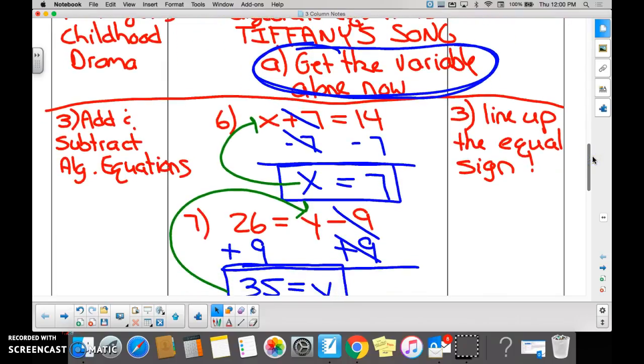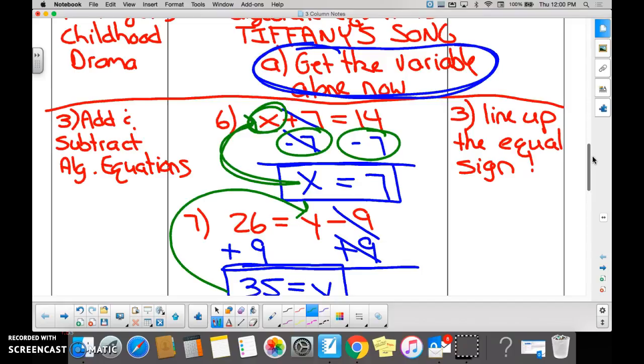If you look at number 6, I won't go through all of these, but we had x plus 7 equals 14. What do we have to do? What is our main priority? Get the variable alone now. And we're going to use what property of equality to get the variable alone? Subtraction. So if we subtract both sides, is the equation still equal? Yes. It tells us what x would be. And what is x? 7. What do smart people always do after solving an algebraic equation? Check. By doing what? Plugging in. You guys are so smart.